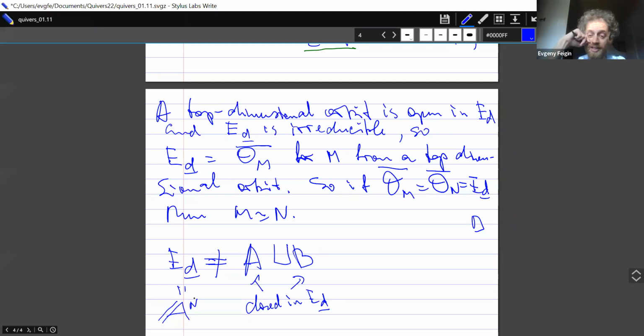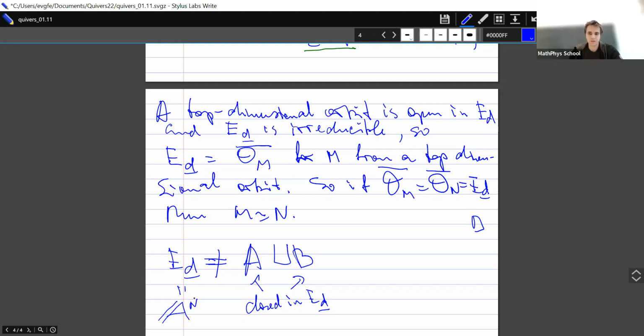And so if you have another one, then they have to intersect. These are orbits. Sorry, by top dimensional orbit, do we mean that its dimension is just from the orbit, or that it is equal to the sum of di squared? The top dimensional orbit means that our space where our group acts is ED, right? So ED is the space where our orbits sit.